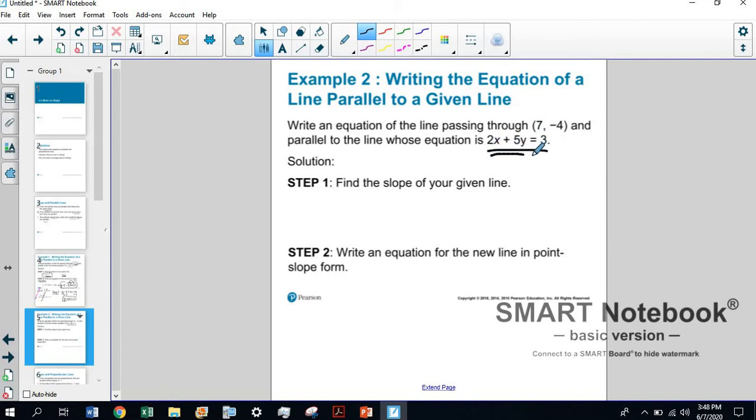Notice that this line is not in y = mx + b form, so you've got a little bit more work to do. All right, so step 1, find the slope. Step 2, write your equation in point-slope form. You don't have to go any further than that. So hit pause, give it a shot.